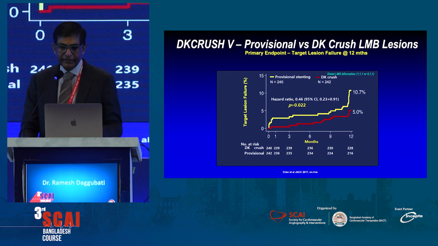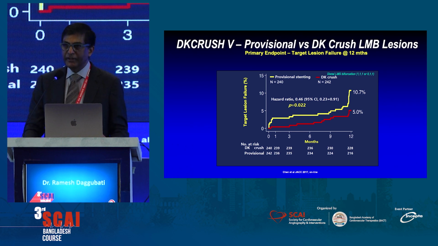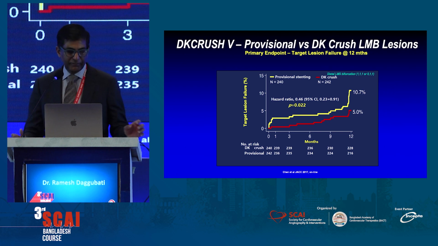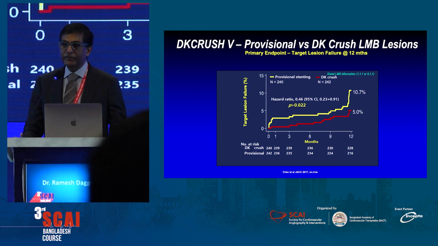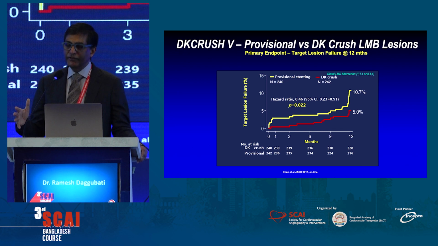So that was not enough. A larger study had to be done, and this is nearly 500 patients in DK crush 5 for unprotected left main PCI. It actually looked at provisional stenting. By this time, obviously, the DEFINITION study had already undergone some bench testing. So based on whatever we defined in the DEFINITION study, people were classified into simple versus complex PCI, and complex lesions were definitely in favor of a DK crush if you go for a two-stent technique.